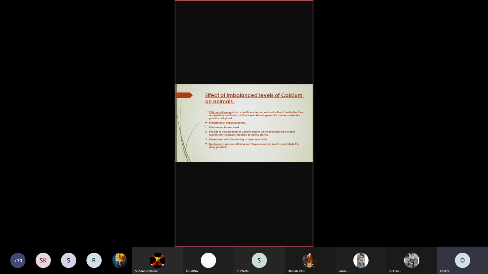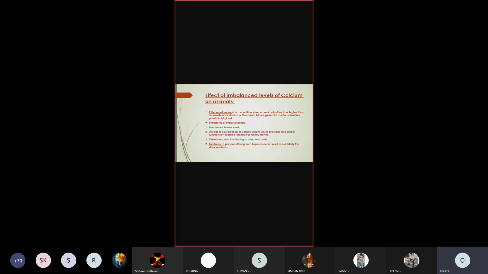Calcification means our different organs get filled with the calcium mineral. Like the most common example that we have is kidney stones. So kidney stones in most of the cases are due to the greater level of calcium in our body. And the greater level of calcium also interferes with the functioning of our heart and brain.